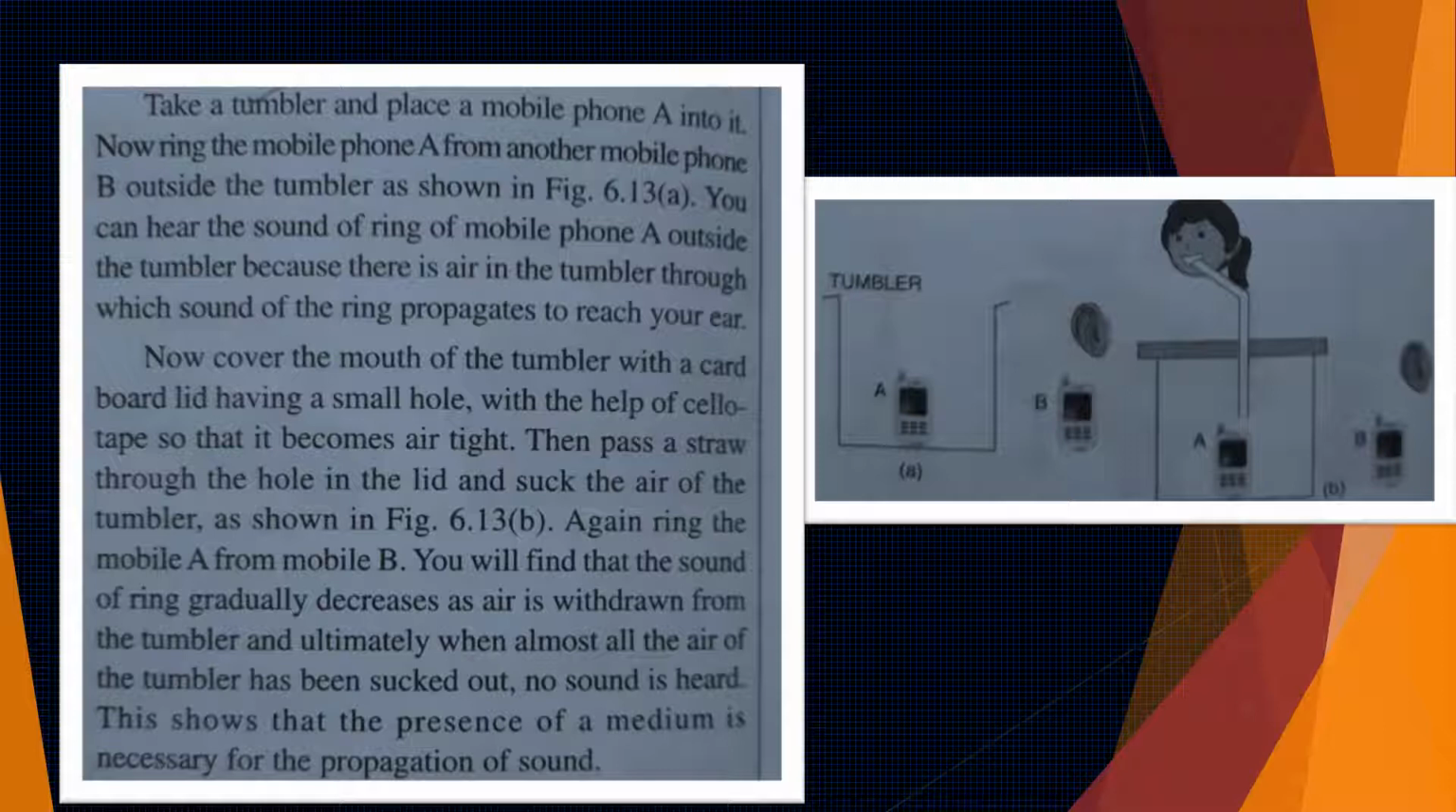Now we have to cover the mouth of this tumbler with a cardboard having a small hole with the help of a sellotape so that it becomes airtight. Then we have to pass a straw through the hole in the lid and suck out the air from the tumbler. Again, when we ring the mobile A from mobile B, we will find that the sound of the ringing will gradually decrease as more and more air is withdrawn from the tumbler. And ultimately, when all the air of the tumbler has been sucked out, no sound is heard. This shows that the presence of a medium is necessary for the propagation of sound.